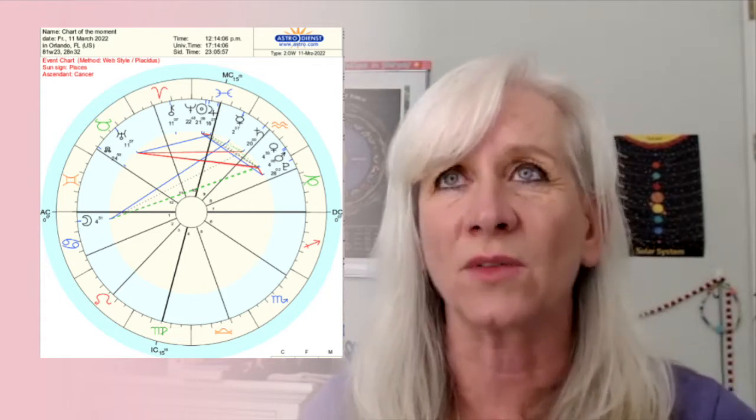So Jupiter's flying across the sun and across Neptune, which means he is influencing our sense of self. He is influencing our subconscious, which is what Neptune is. And Jupiter is a planet of not only expansion, but awareness of spirituality and spiritual growth. He is a very transformational planet.